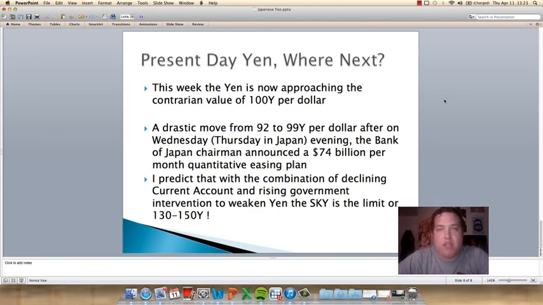I predict that with a combination of declining current account and the rising government intervention, the yen is to weaken and the sky's the limit. Or maybe just 130 to 150 yen per dollar. Either way, it seems like a good trade in the short to mid-term run.